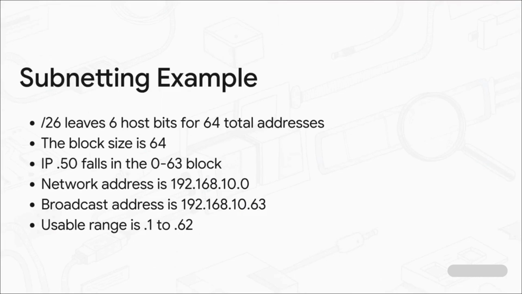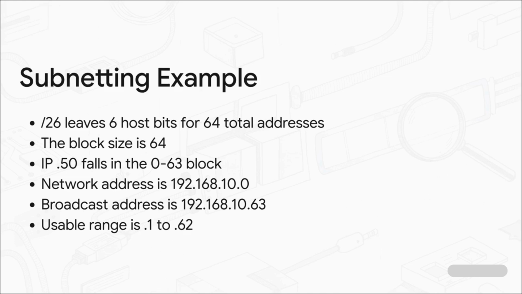Let's actually see this in action, because seeing is believing here. Say you're given the IP 192.168.10.50 with a CIDR of /26. Step 1, 32 minus 26 leaves us 6 host bits. Step 2, 2 to the power of 6 gives us 64 total addresses. That 64 is our block size.